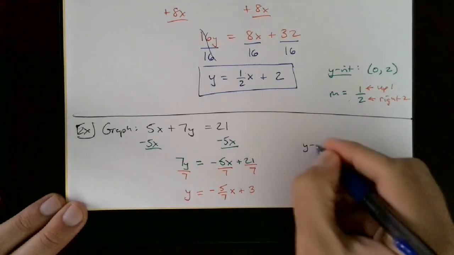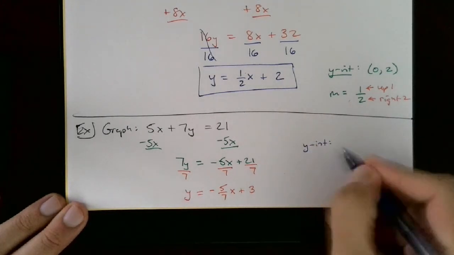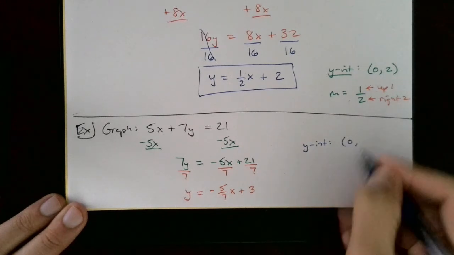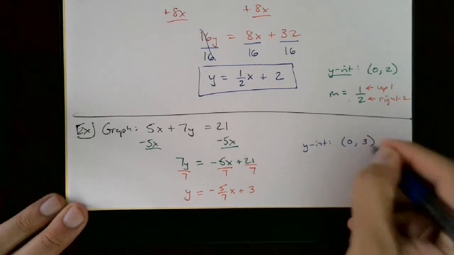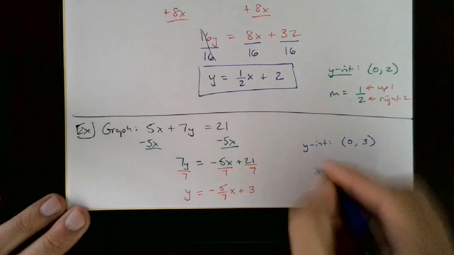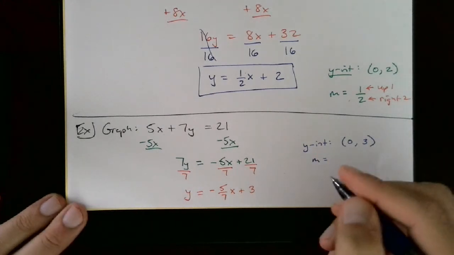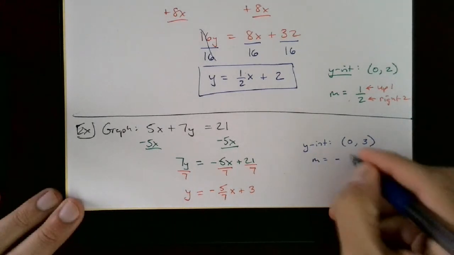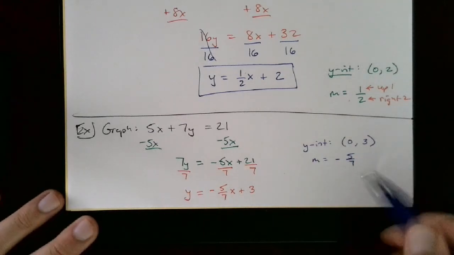Well, we know the y-intercept, which is always 0 for the x value, comma the y value, which is 3. So 0, comma 3 is a point in our graph. We know the slope, we've got negative 5/7. Now, if I write it as negative 5/7, there's two ways we can write this.